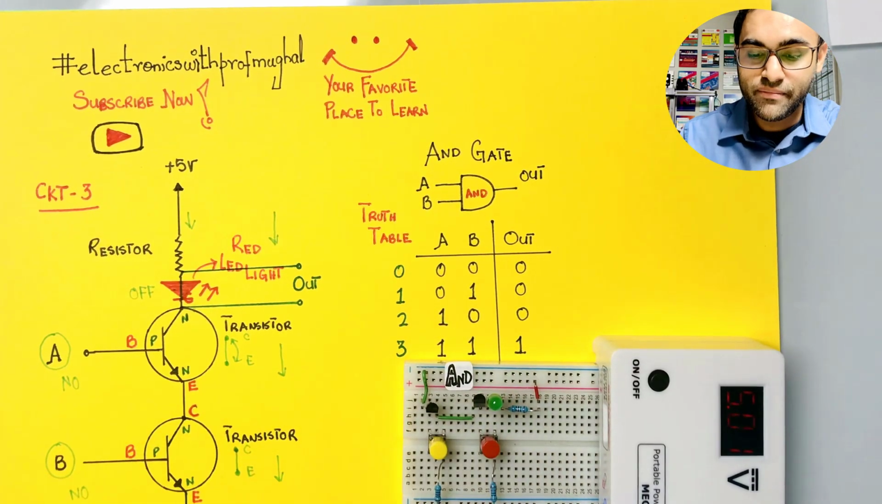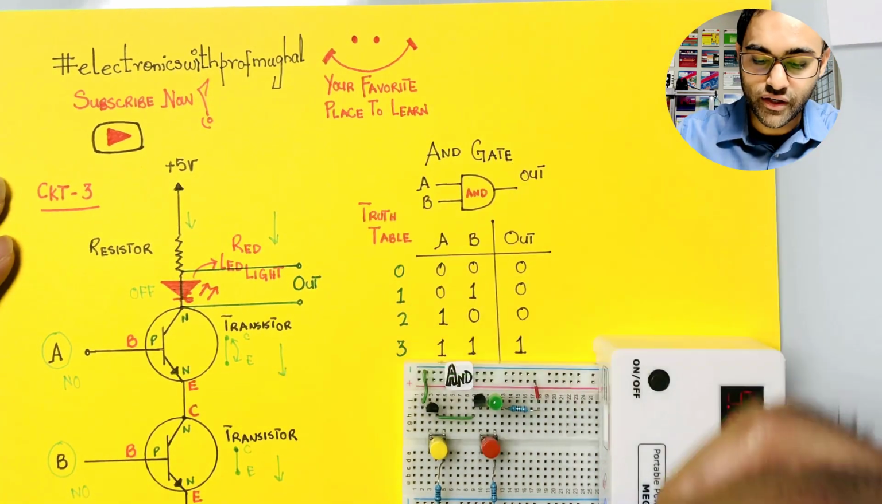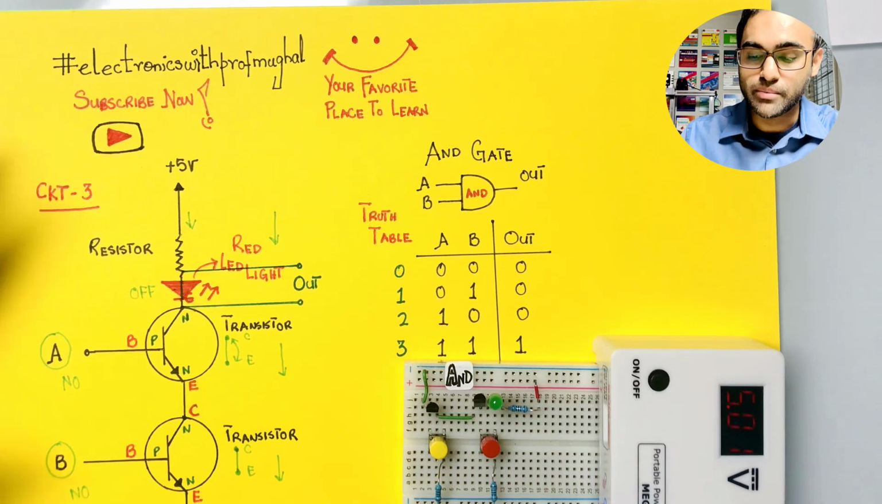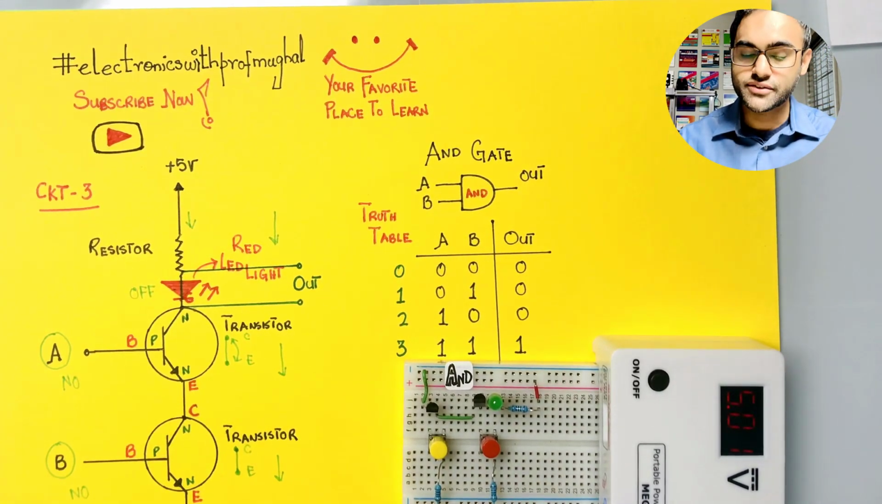And that's because there is a clear path for the current to travel all the way through all these components and then go to the ground, therefore completing the circuit. So that's how you make these transistors, wire them up with some resistive components, and make up logic gates.